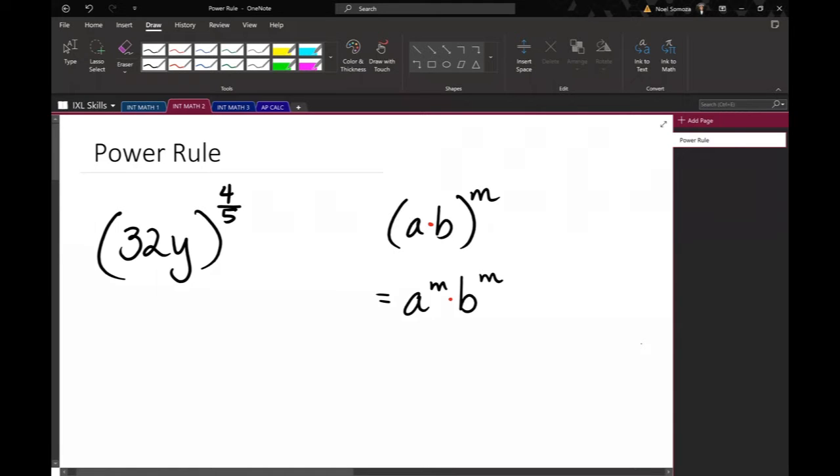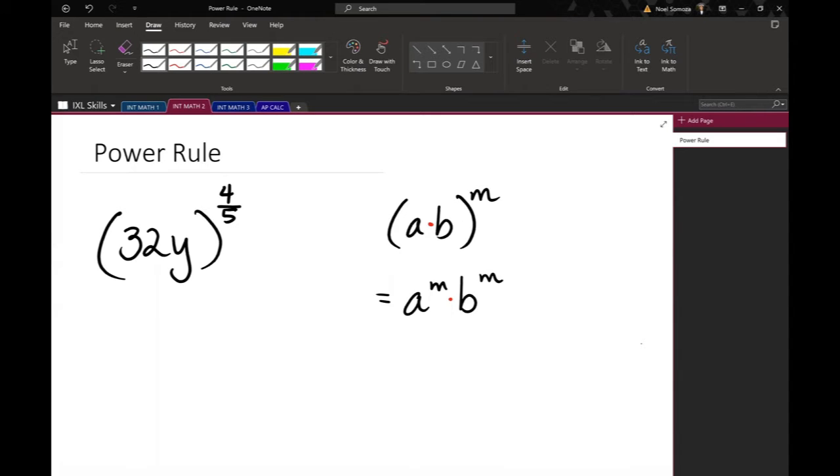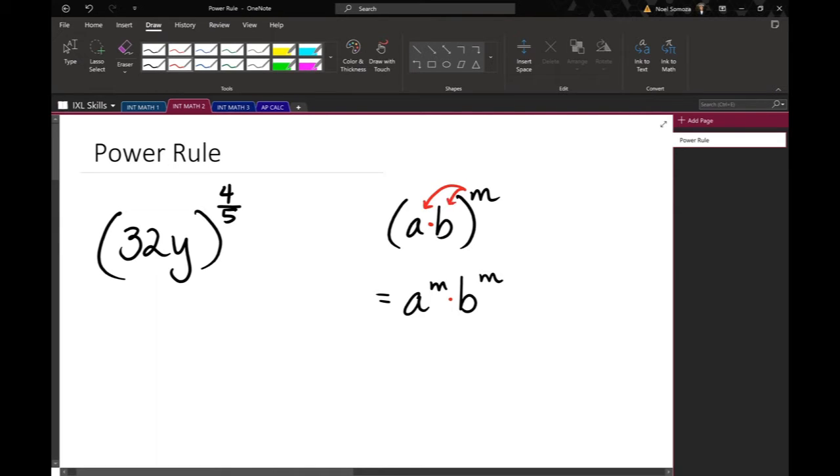All right, once again, we're taking a look at the power rule. We want to see how the exponent 4/5 can be applied to the expression 32y. So once again, we're going to apply this almost in a sort of distributive way, but not quite. Really what it is, is that the power gets to be applied to each term. So in this case, our A term is 32. So we would imagine this as 32 to the 4/5 power times y to the 4/5 power.